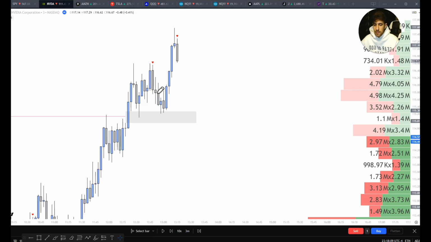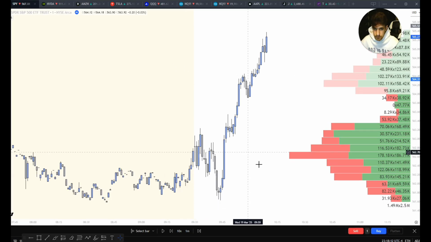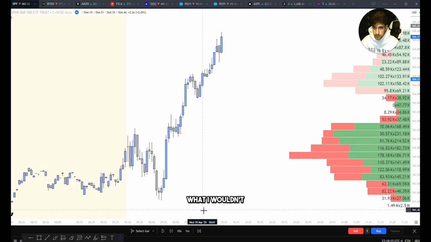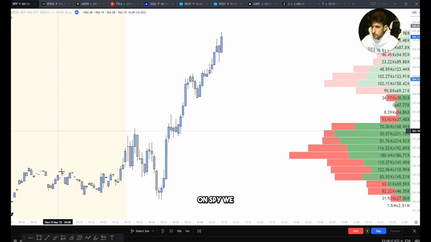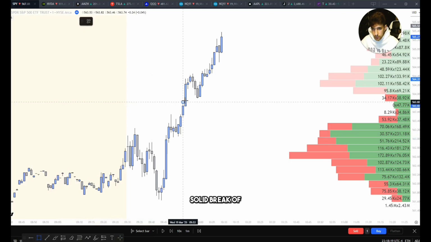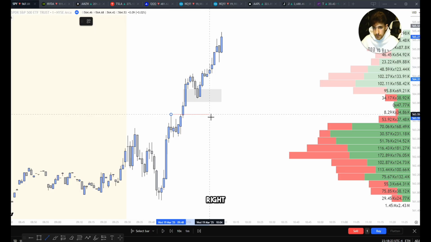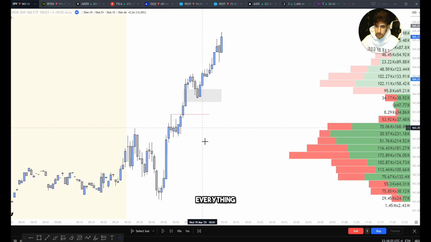All right, guys. So we'll take a look at one more example to kind of give you guys a little bit more insight into what I would play and what I wouldn't. All right. So on SPY, we have a very solid break of structure once again, right at this high. If you take a look, all right, strong break, strong everything. So which candle do I take my entry on? If you guys want to pause for a second and maybe check for yourself and then see if you're correct, I'll let you guys do that. But if not, let's just continue right into it.